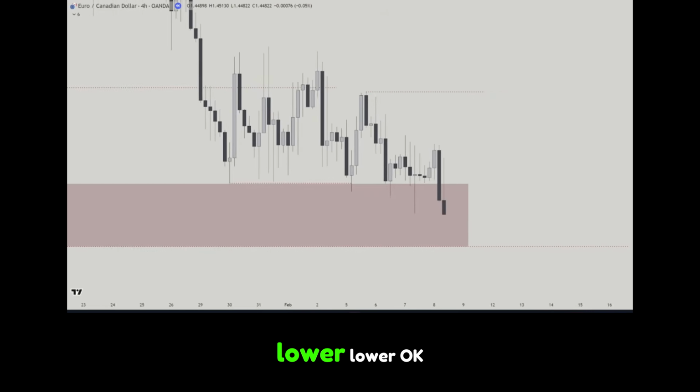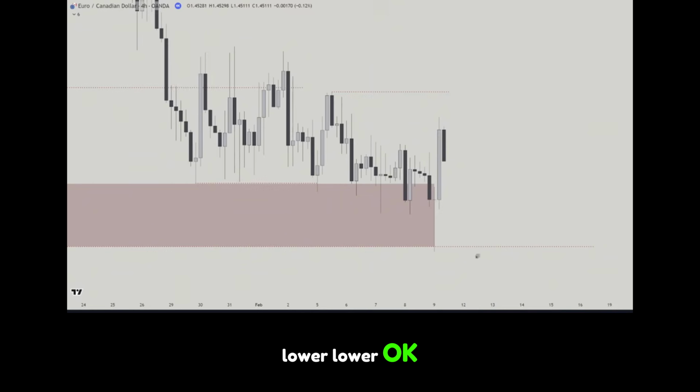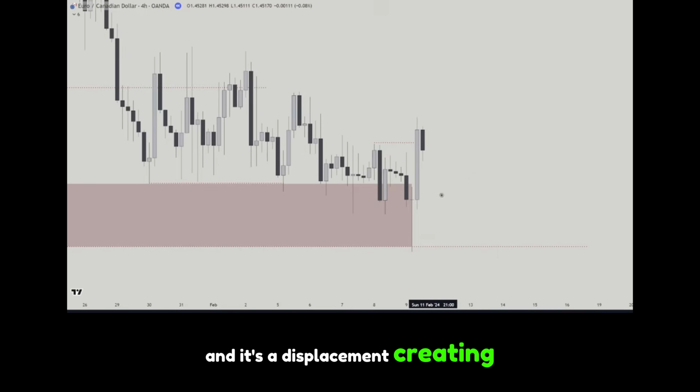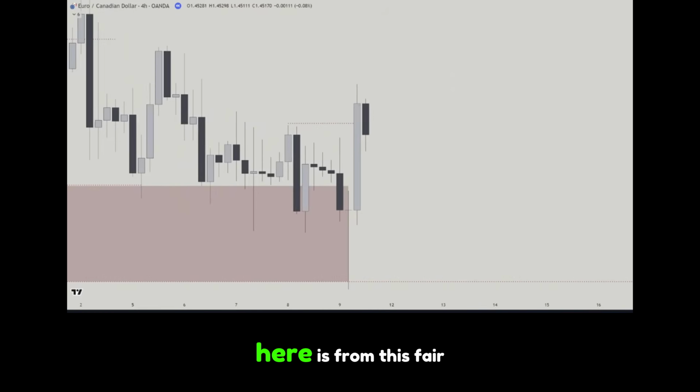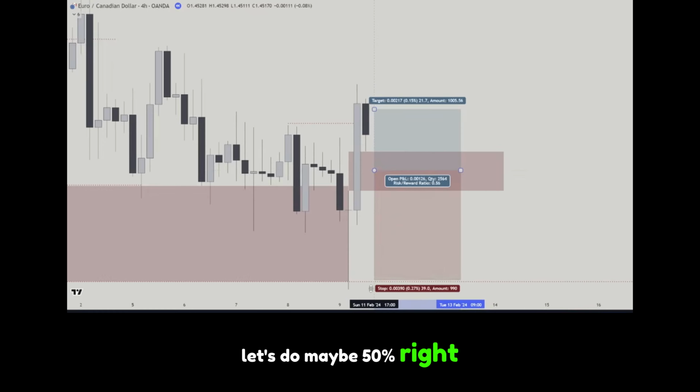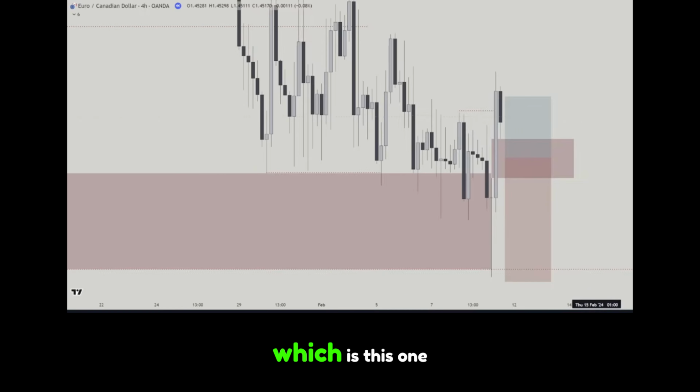And price is up to a lower into that liquidity level. And then closing above this high. So that's a market structure shift for me now. And it's a displacement. We're getting a fair value gap. So what we could do here is from this fair value gap, enter from here. Let's do maybe 50%, right? Stop loss below the low, which is this one.